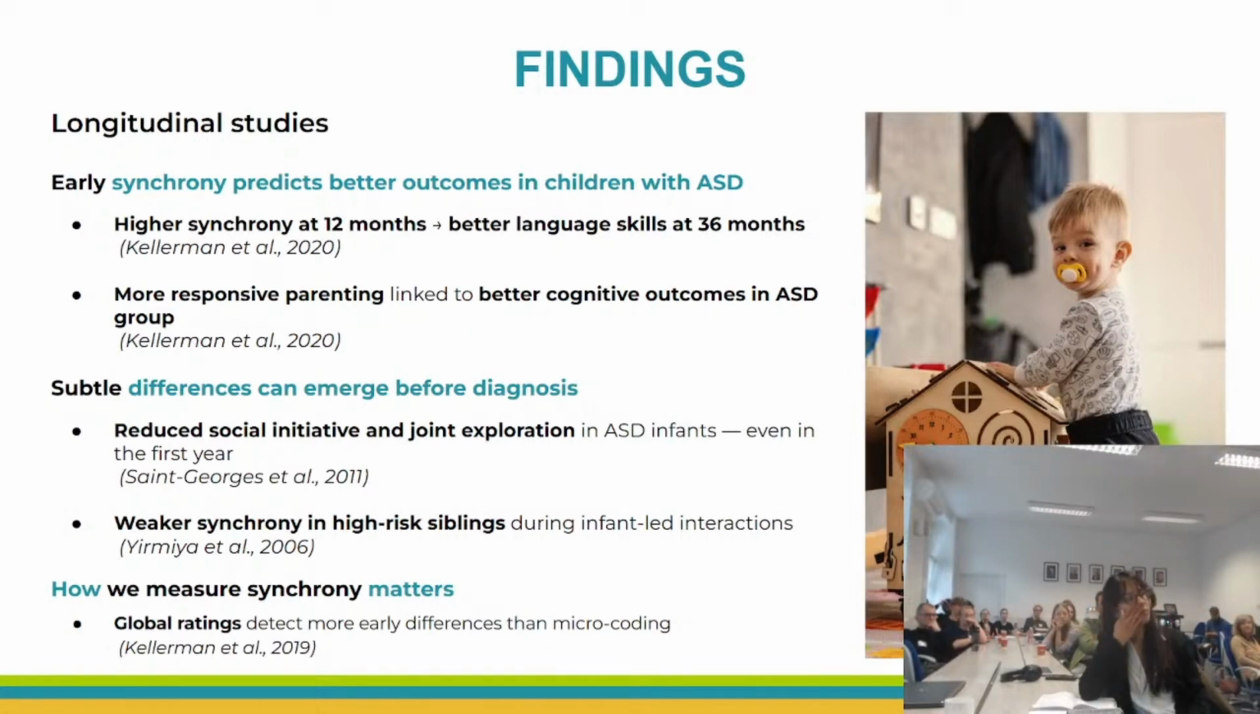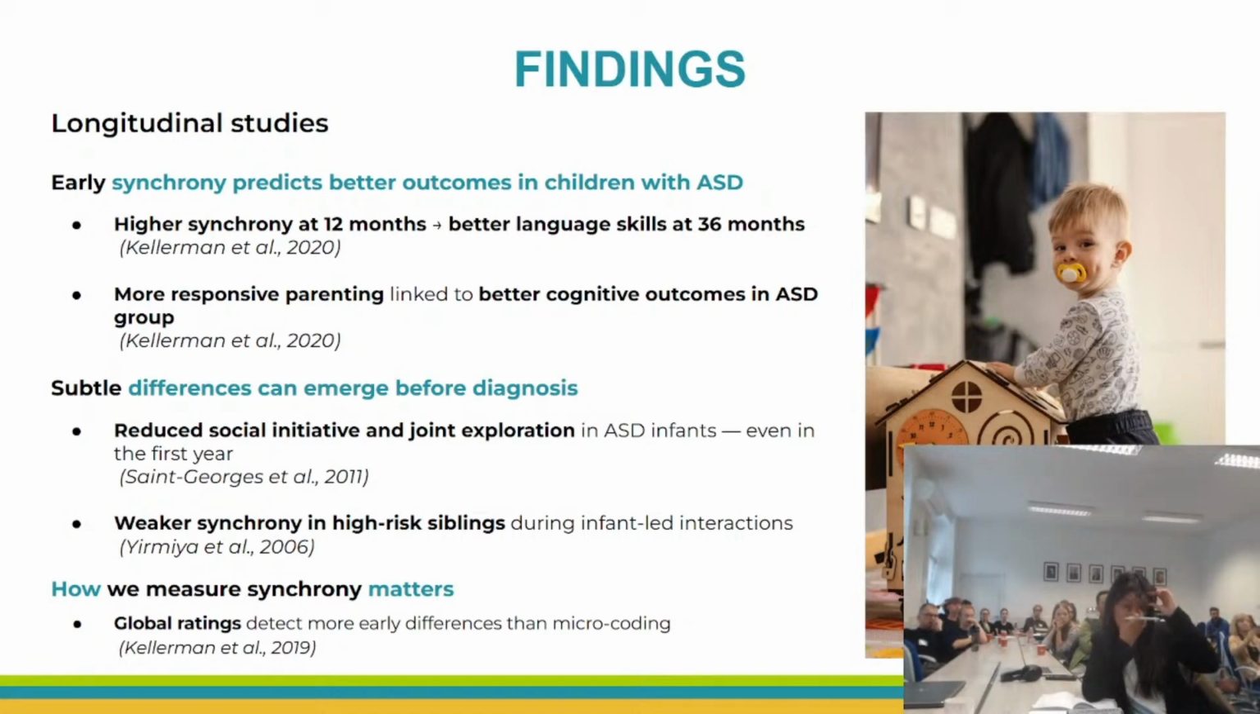Another important contribution comes from Saint-Georges, who found that reduced social initiative and joint exploration were already visible in infants later diagnosed with autism, so even before their first birthday. These early differences were subtle, but they become more pronounced after the first year.